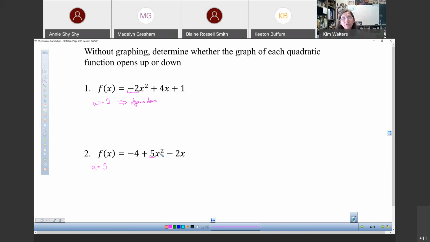So +5 is this x squared. So that means it's positive, and that means this graph is going to open up, right? That's all we're looking at right now. Does it open up? Does it open down? So now with that in mind, I'm going to ask you to take this a step further. Since number 1 opens down, is the vertex going to be a maximum or a minimum since it opens down?